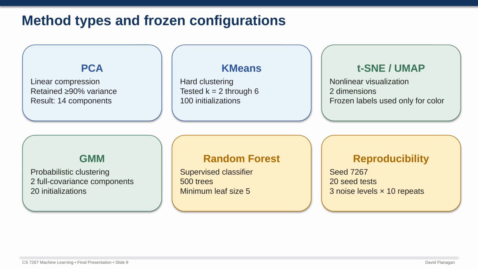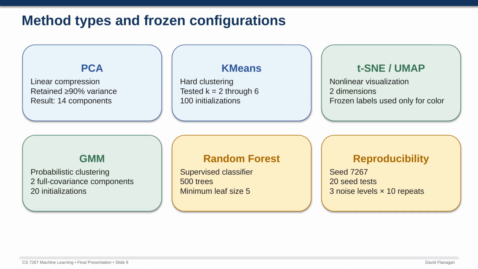The main model settings were fixed before final testing. PCA kept enough summary components to preserve at least 90% of the training variation. K-means tested 2 through 6 groups and used 100 starting attempts. TSNE used a neighborhood setting called perplexity 30.